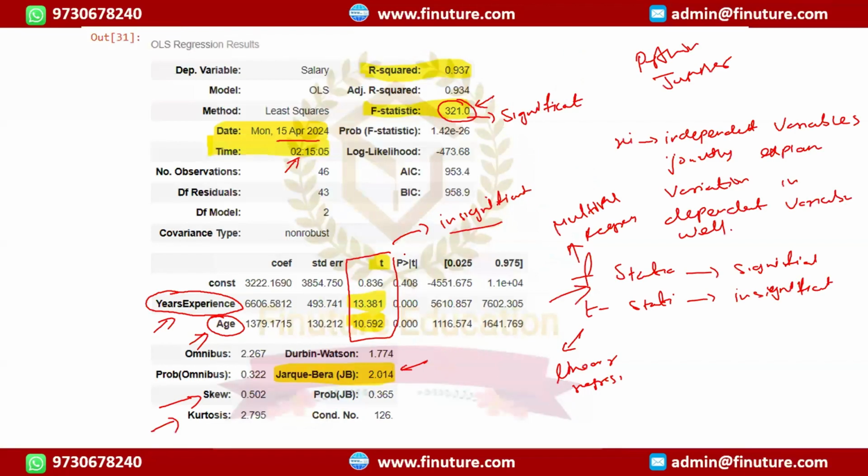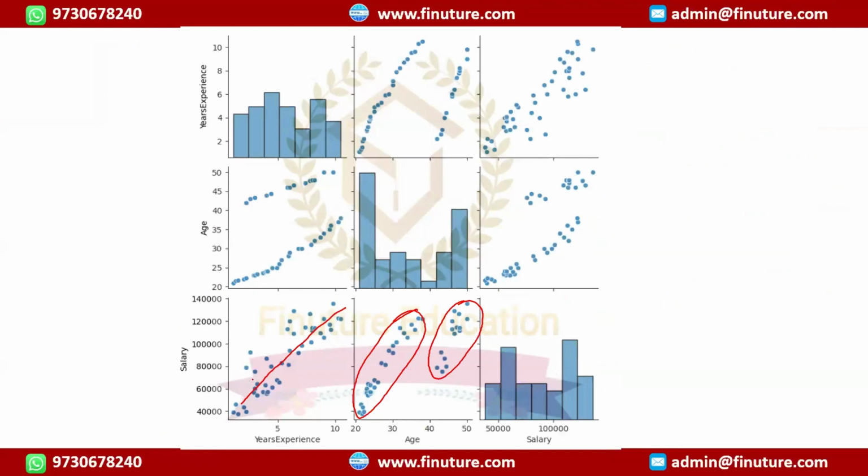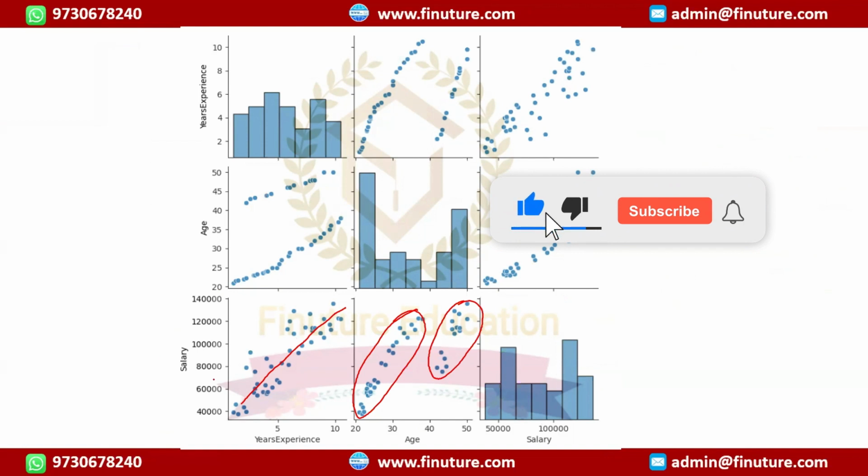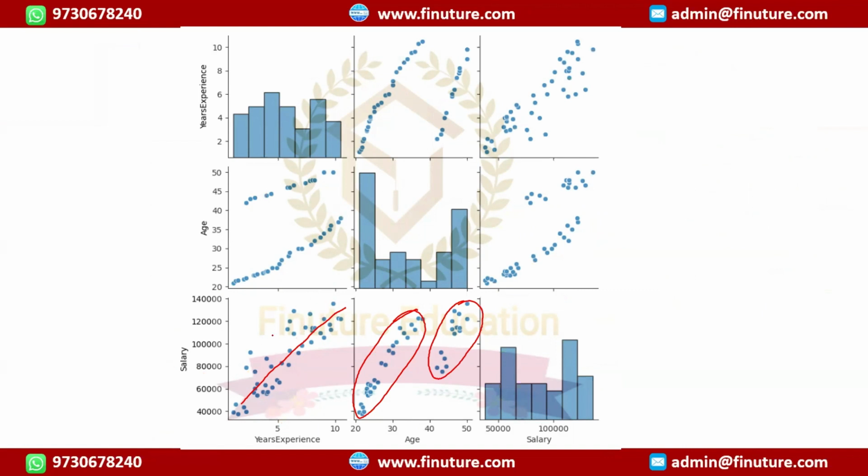If you notice, over here also, years of experience has quite a high t statistic compared to age, and years of experience is quite significant. That can also be seen from this plot. If I plot salary versus years of experience, the data points are quite near compared to age. Likewise, there are different permutations and combinations of years of experience and age, something similar to this. These are the two, number one and number two, that you can refer to for your analysis.